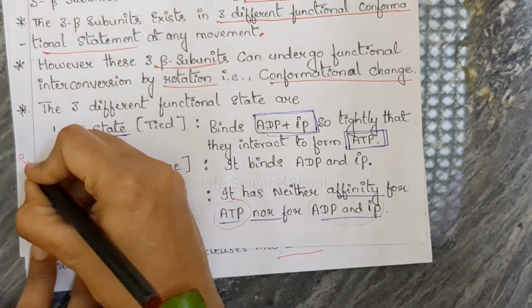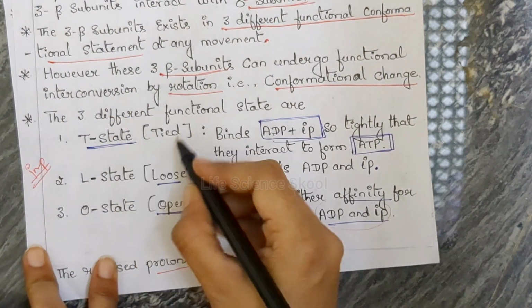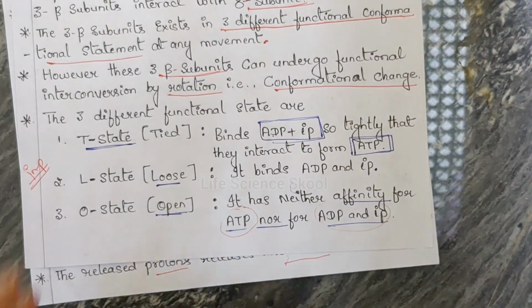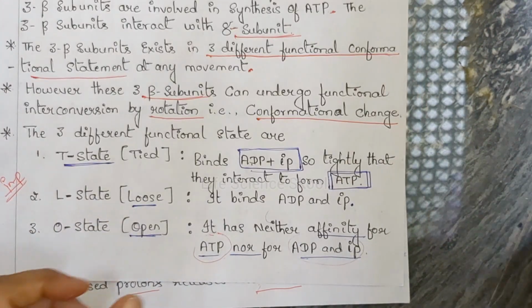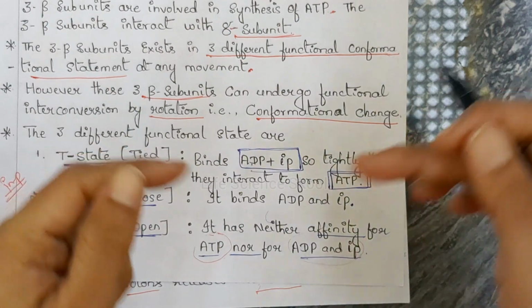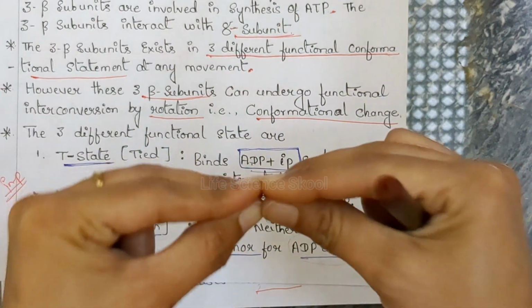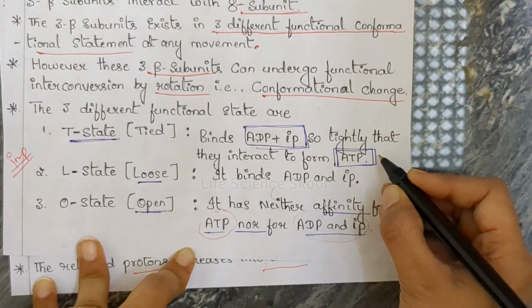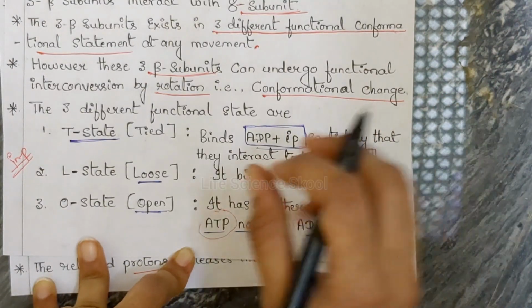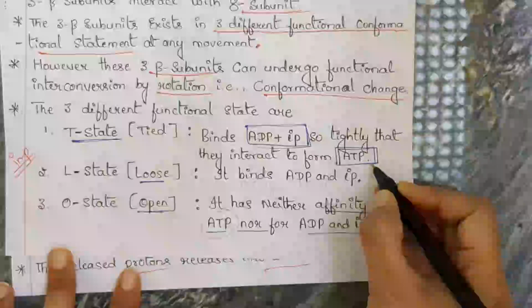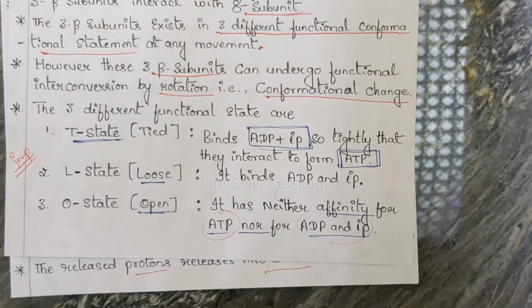This is important. The T state is also called the tight state. Why is it named the T state? Because it binds ADP and inorganic phosphate so tightly that they interact to form ATP. So in the T state, ATP is synthesized.